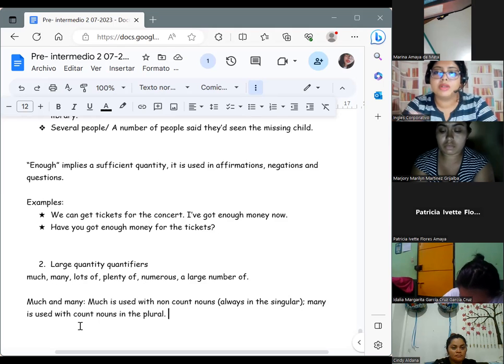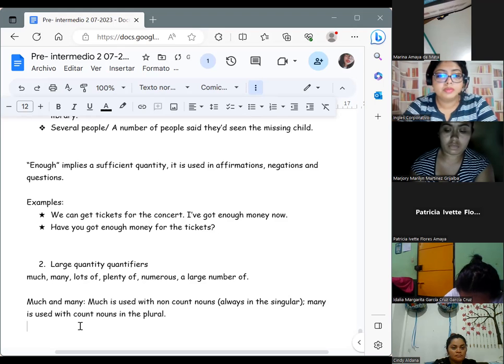It is not like we are going to use this kind of words in every statement. In this case, it is not very common to use these kind of words in positive statements, but we can do it with negative statements and also with questions. And we are going to see some examples.